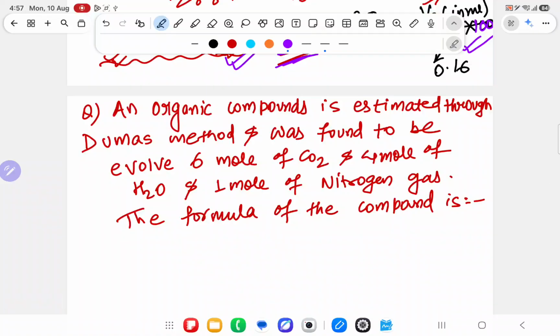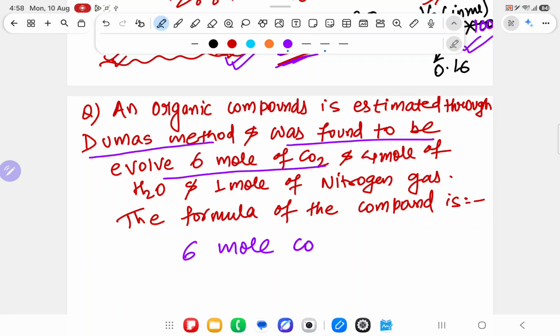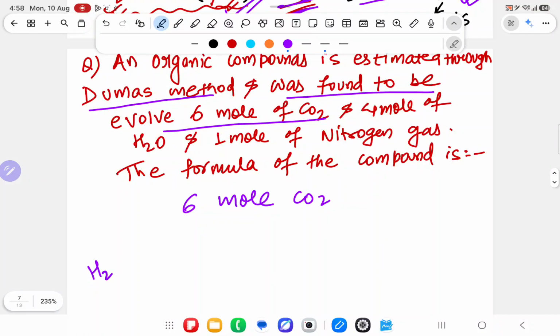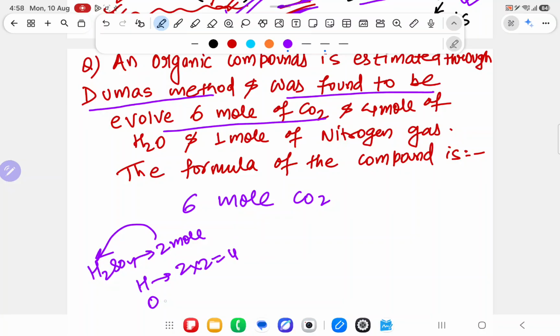Okay, next: an organic compound is estimated through the Dumas method, and was found to be 6 mole of CO2. This question is a little bit different. I have dictated to you, suppose H2SO4, someone gives 2 mole. So what is the mole of hydrogen? How many hydrogens are there? 2. So 2 into 2, 4 mole of hydrogen. What is the mole of sulfur? Sulfur is only 1, so 2 into 1, that is 2 mole of sulfur. What is the mole of oxygen? 4 oxygen, so 2 into 4, that is 8 mole.